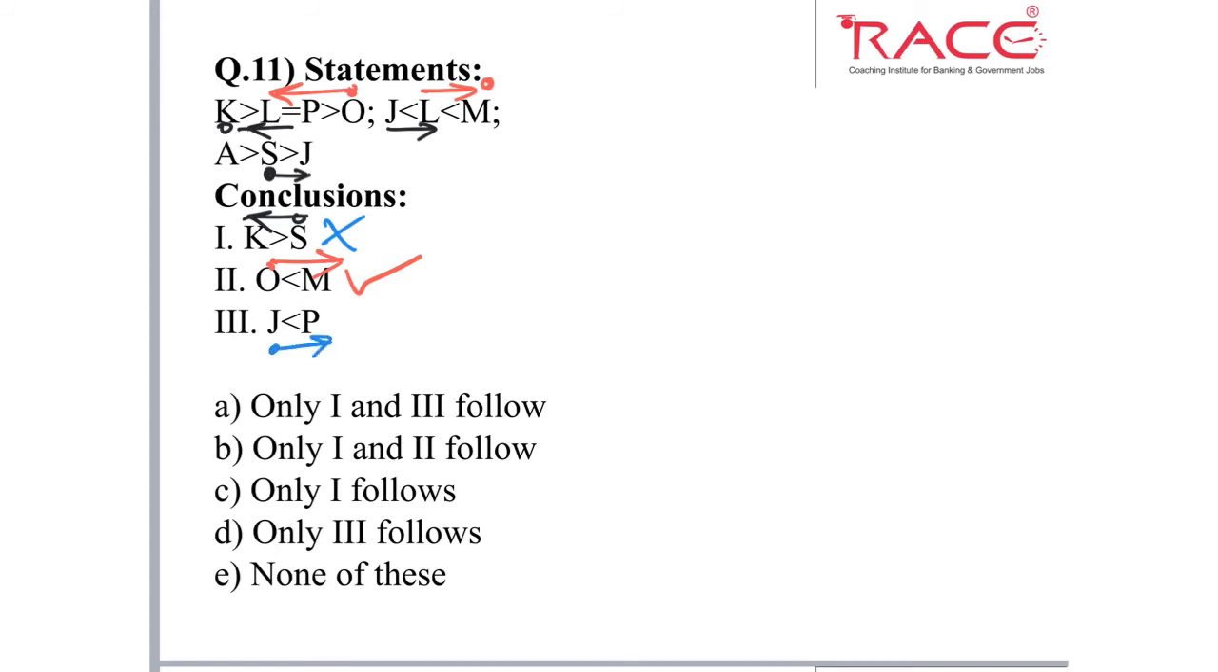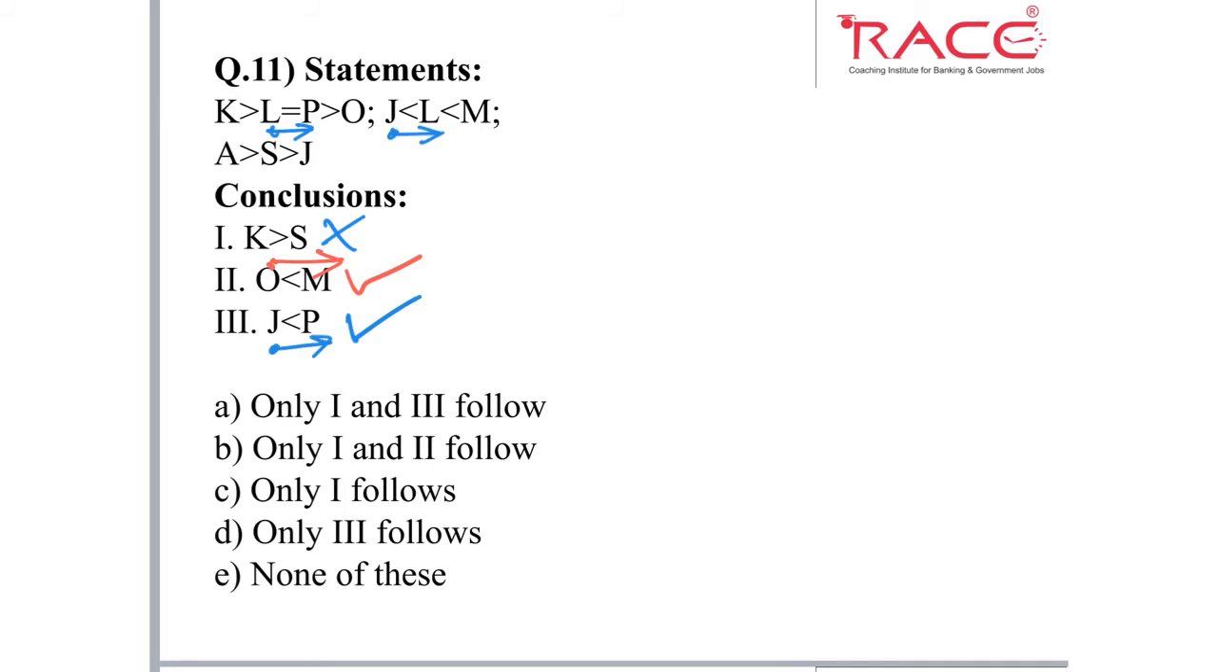Next, from J to P. Here we have J, from J to L, from L to P. So we have an open face from J to L and an open face from L to P. And what sign do we need? We need the highest priority sign that we have here between J and L. So this conclusion is also true.